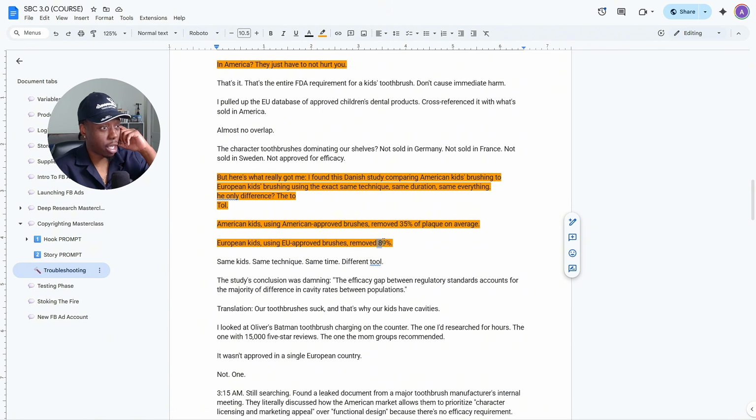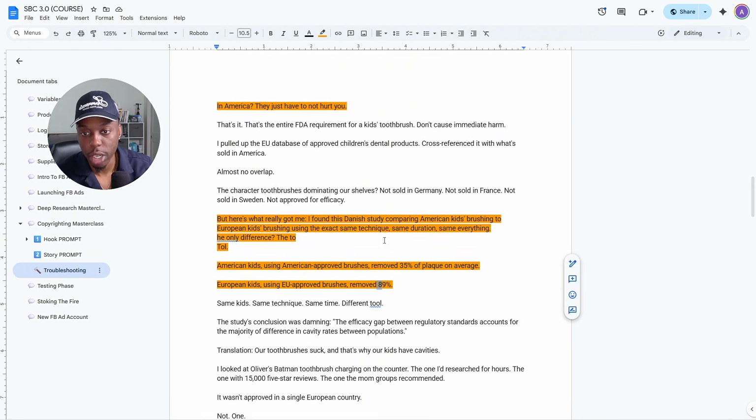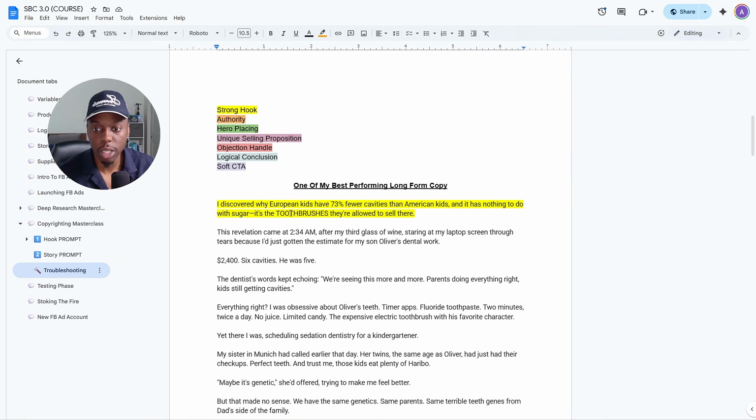So we're getting to logic here, right? That's what the Europeans are using. This is what the Americans are using. There's a massive gap here. So when we talk about placing a gap, the reason why your children's teeth don't look as good is because of the toothbrush. We're creating a common enemy, which is the toothbrush in this case. It's also what's in the hook as well.